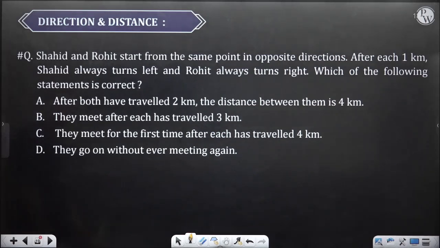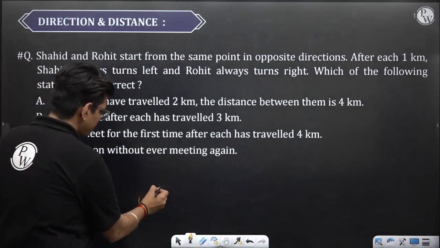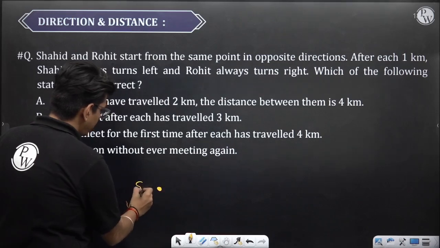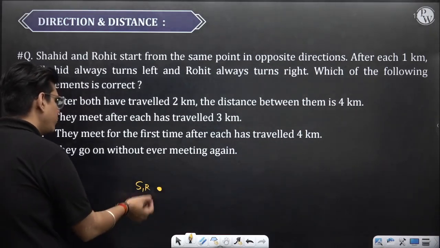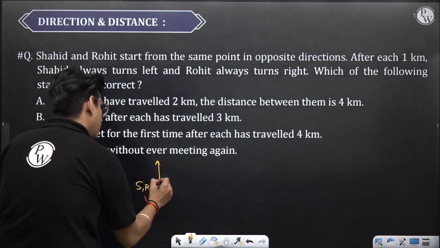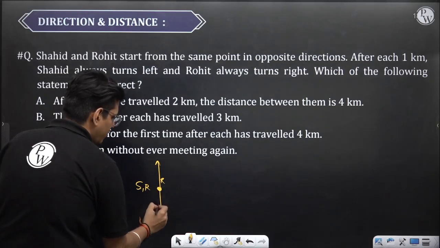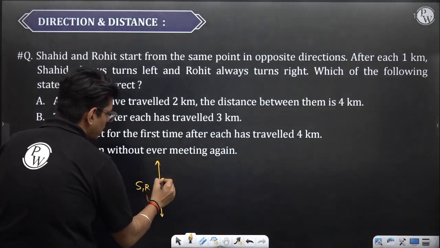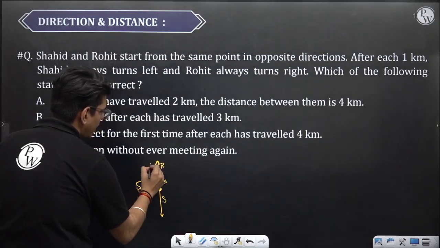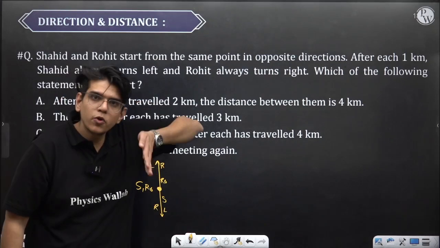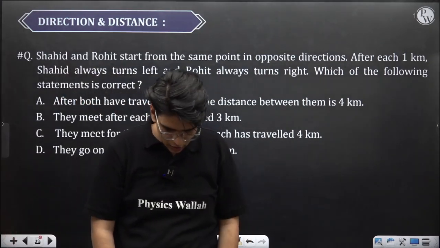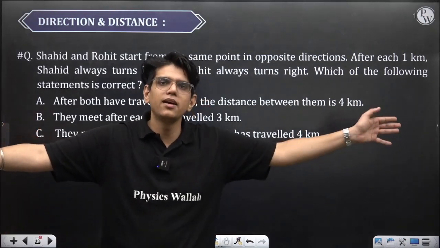Shahid and Rohit start from the same point. Okay. Let the same point be this. This is our Shahid and Rohit at start. They move in opposite directions. After each 1 kilometer, Shahid always turns to his left. So they move in opposite directions. So let this be Rohit and this be Shahid. Okay. I will denote R and L, right? This is clear, right? If I am going downwards, if I am looking downwards, this is my right side, this is my left side, right?